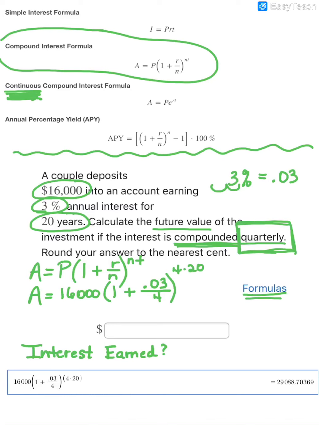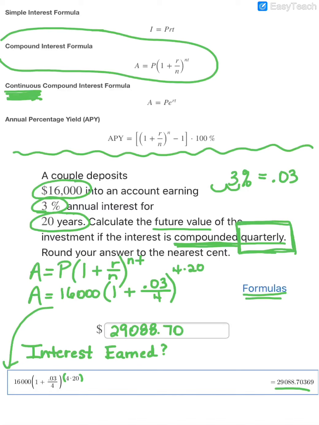So at that point, once you show me how you plug in, you simply need to punch it out on a calculator, which I did down here. Depending on your calculator, you may have to put that power in parentheses like I did there, so that we make sure the 4 times 20 becomes the power. When we round it to the nearest cent, notice we will have $29,088, and then it's going to stay 70 cents.